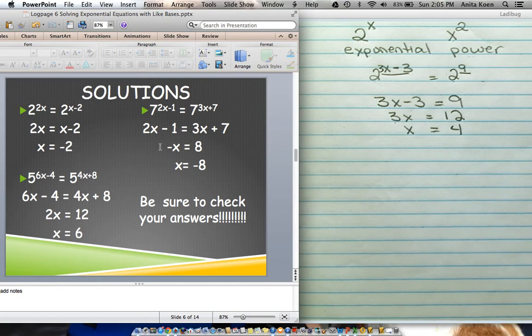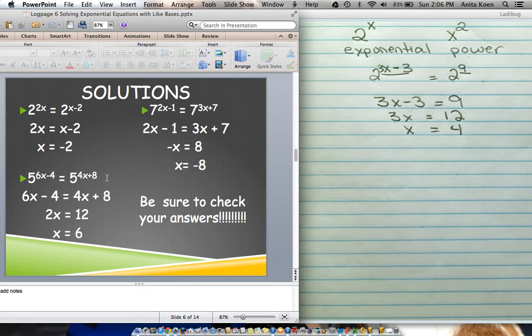In this next one, the bases are the same, 7, so we're going to set 2x minus 1, the exponent, equal to 3x plus 7, the other exponent. Then I'm going to subtract 3x from both sides. 2x minus 3x is negative x. And then add 1 to both sides. 7 plus 1 is 8. The opposite of x is equal to 8, so we're going to divide both sides by negative 1 or multiply by negative 1 to get x equals negative 8.